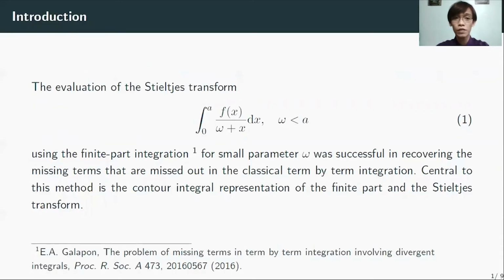So the evaluation of the Stieltjes transform given by equation 1 using the finite part integration for a small parameter omega was successful in covering the missing terms that are missed out in the classical term-wise integration. Central to this method is a contour integral representation of the finite part in the Stieltjes transform. So in our study, we will obtain a more general expression for these integral representations.